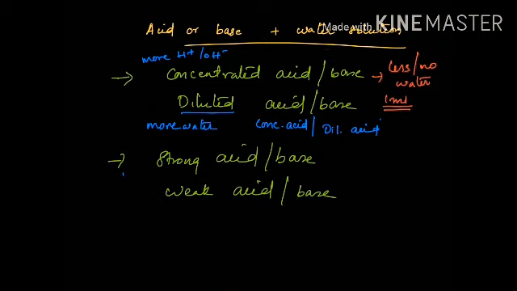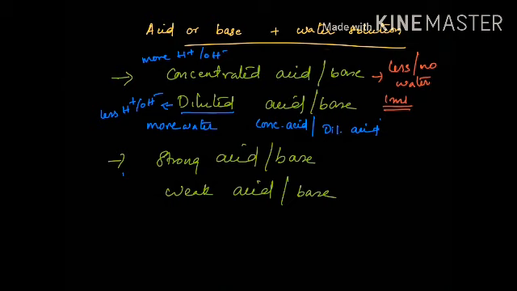But when we consider the diluted one, it will mix with the water. So when we consider per unit volume of a diluted acid, it will contain fewer H plus ions or OH minus ions present in it. Okay. Now we have another category, strong acid and a weak acid or base.